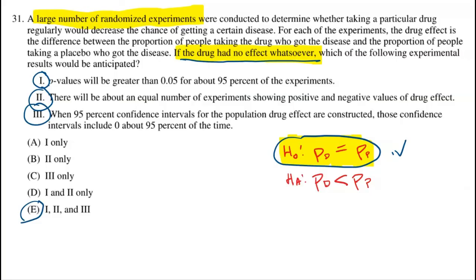And again, it's really important that you read that it says if the drug had no effect whatsoever. So if the drug really had no effect whatsoever compared to the placebo, we should fail to reject the null, which means we're going to have p-values greater than 0.05. We should get some experiments that show a positive effect and some that show a negative effect, because there's really no difference. And if we conduct a confidence interval, we should get a 0 in it because there is really no difference. All right, hopefully that question made sense. It's another really, really good question about inference.